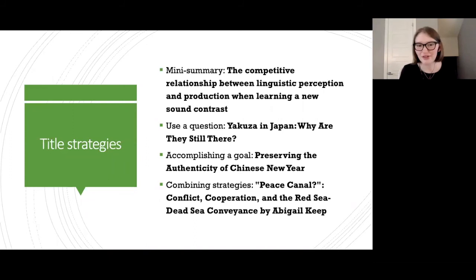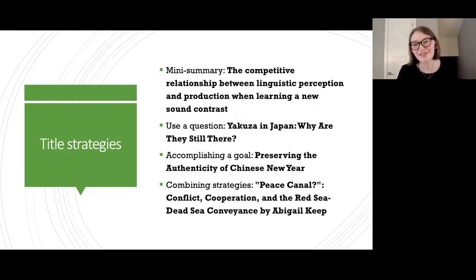That's a great title. That gives the reader a real question, a real idea of what they're going to say in the abstract. You know that by reading the abstract at the end, you're going to understand who the Yuzuka are and why they're in Japan. And there's an implication that they should leave, but they haven't, and you're going to find out about that. Another way to name an abstract is by naming it after accomplishing a goal. So if you're investigating something like the best way to do this, naming your abstract about that is a great strategy. And you can also combine strategies.